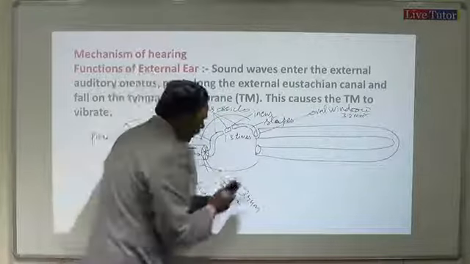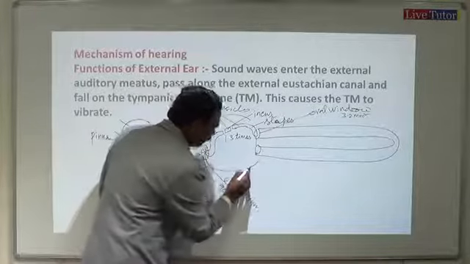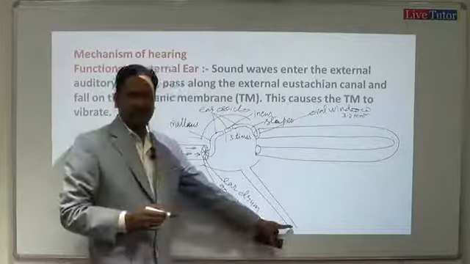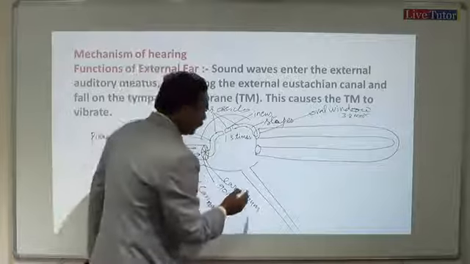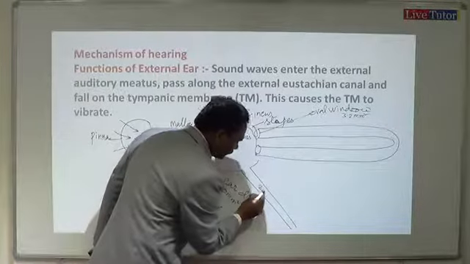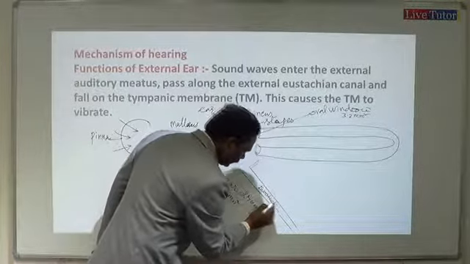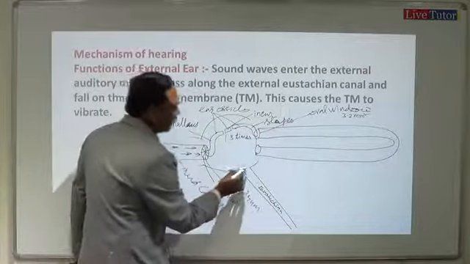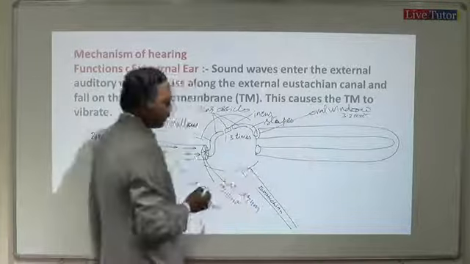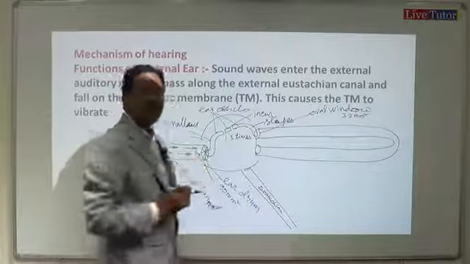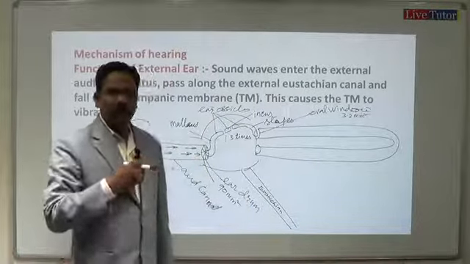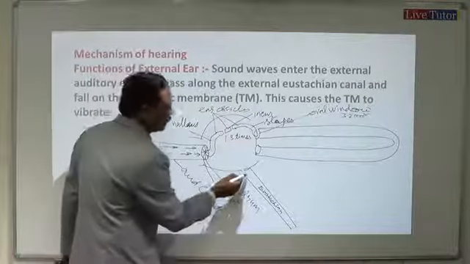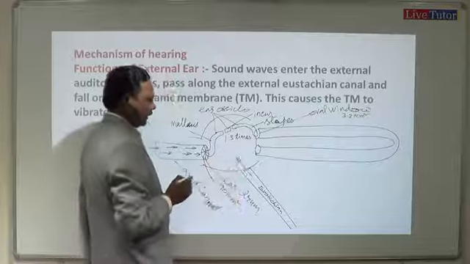Then there is one canal. It opens from the middle ear to the nasopharynx. It is called the Eustachian canal. The Eustachian canal is valved. The valve opens at the time of yawning, swallowing, talking and so on, and allows air into the middle ear.